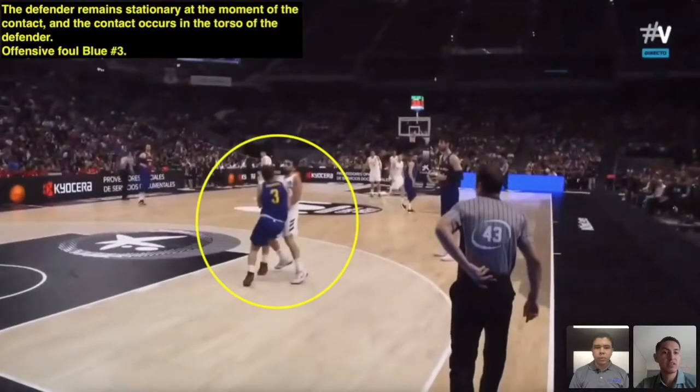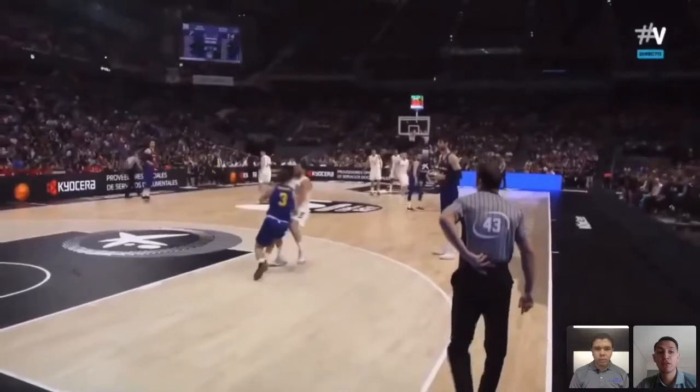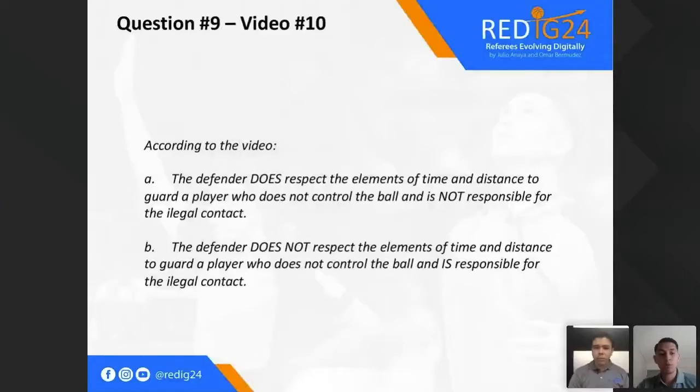If you see, the defender remains stationary, and at the moment of the contact, the contact occurs in the torso of the defender. That's an offensive foul. It's a personal foul on the offensive team.